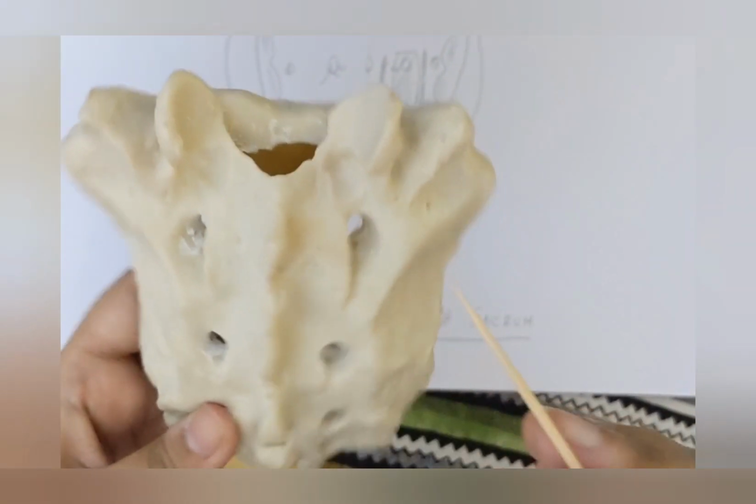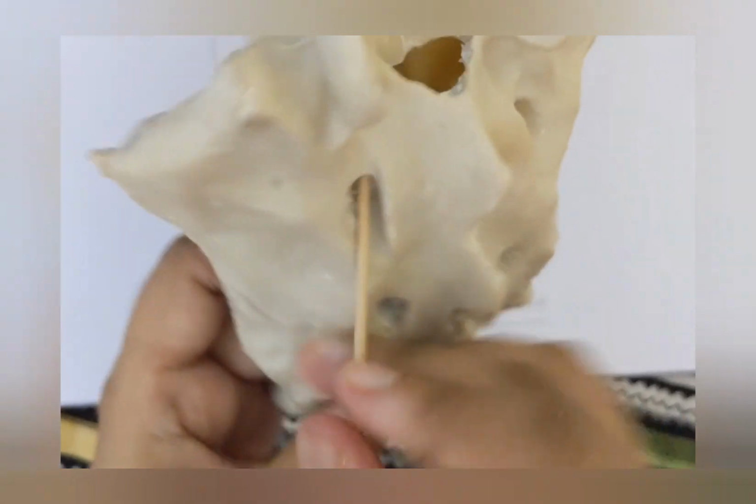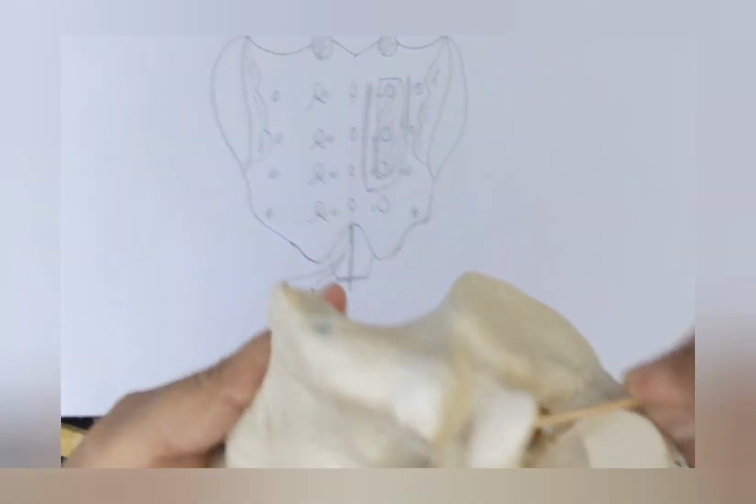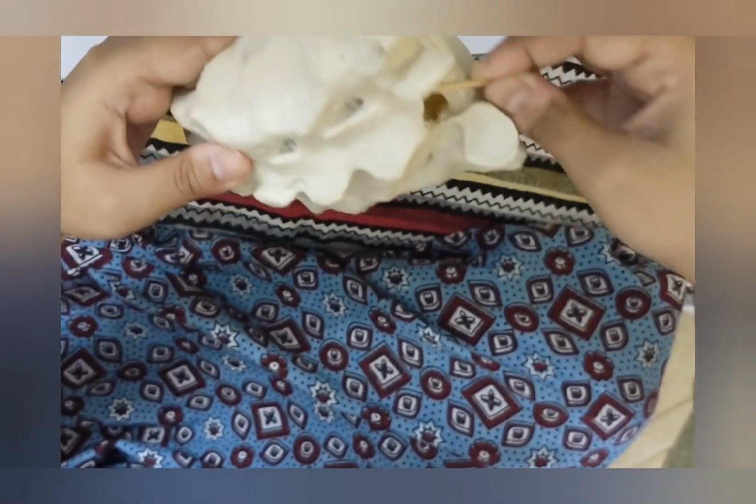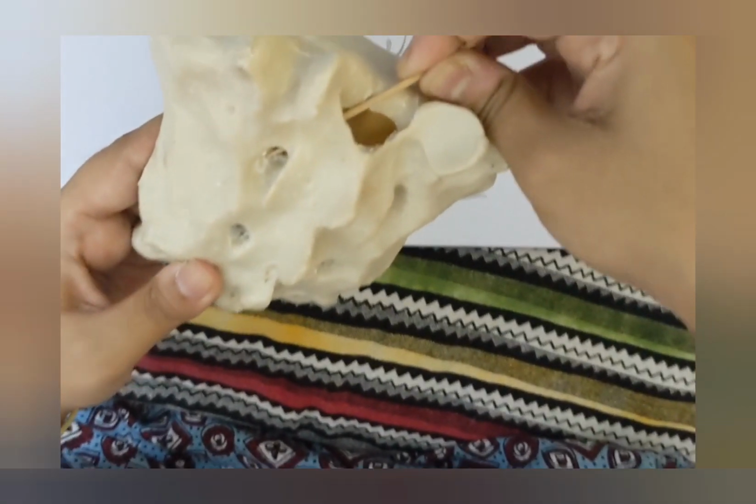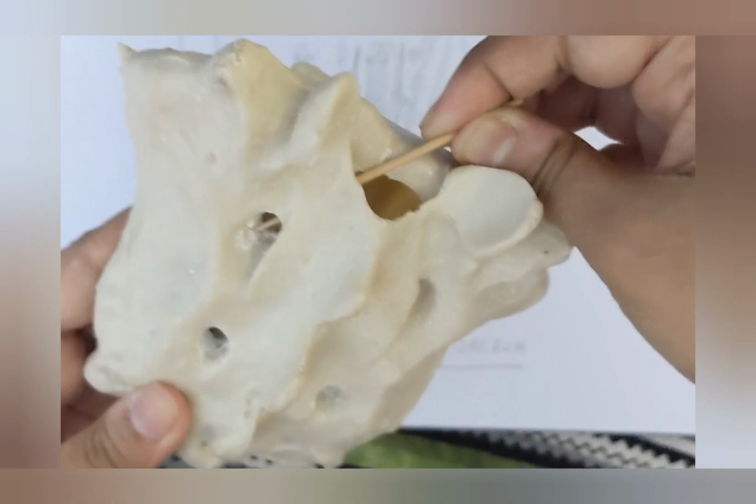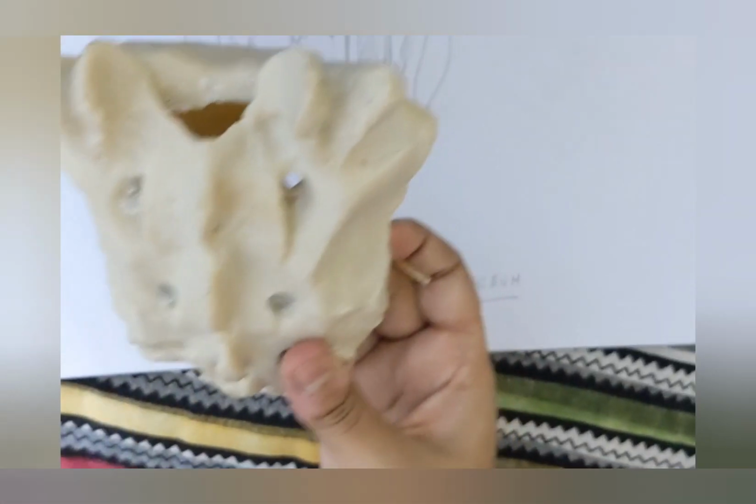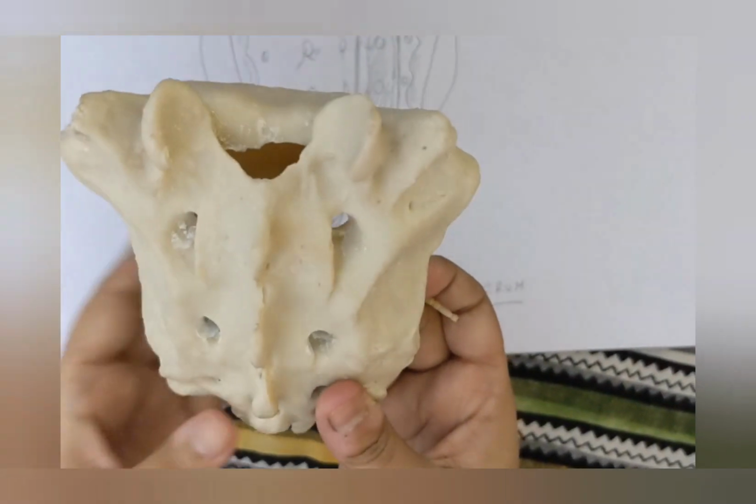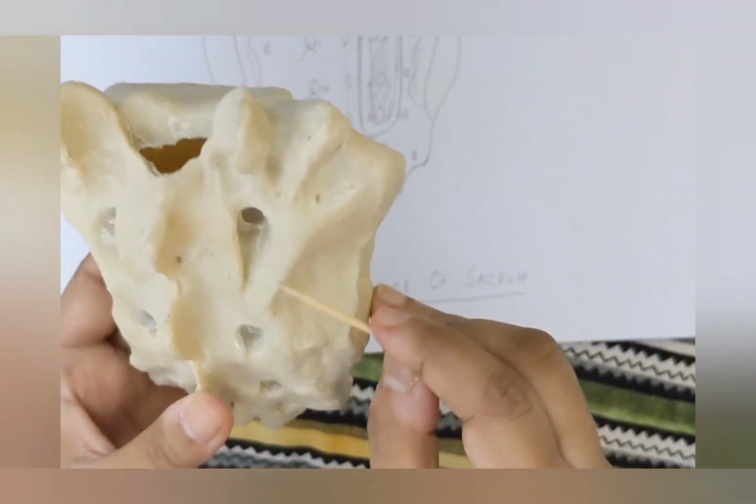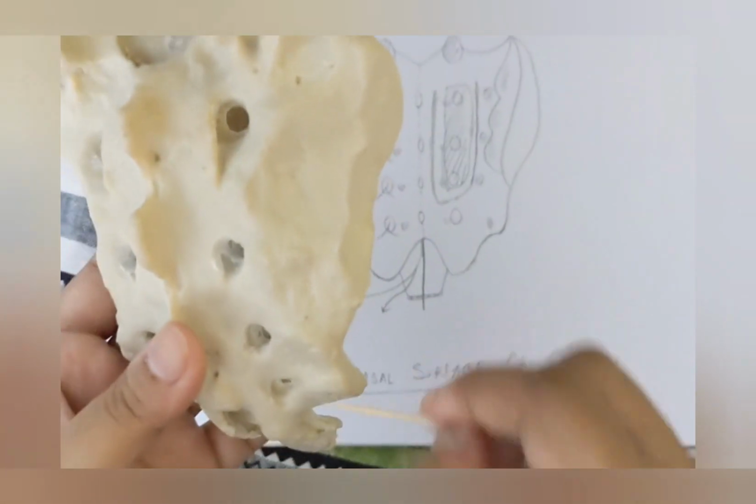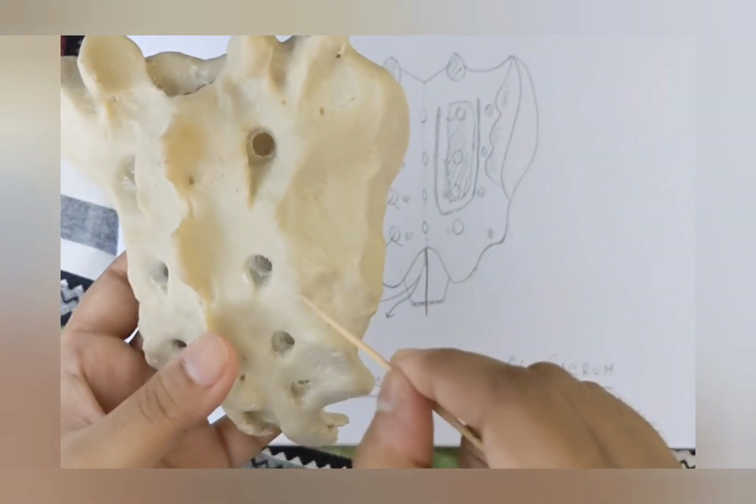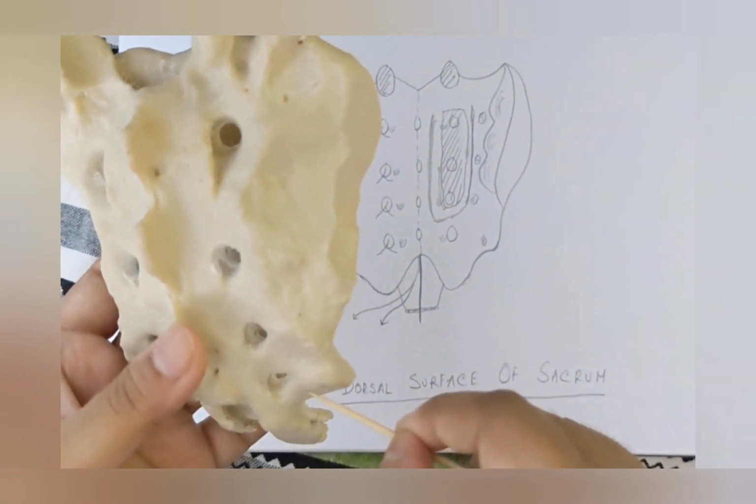Like the pelvic sacral foramina, this also communicates with the sacral canal through the intervertebral foramen. See, we can see the communication. Now, further lateral, we can see another ridge. This is the lateral sacral crest.